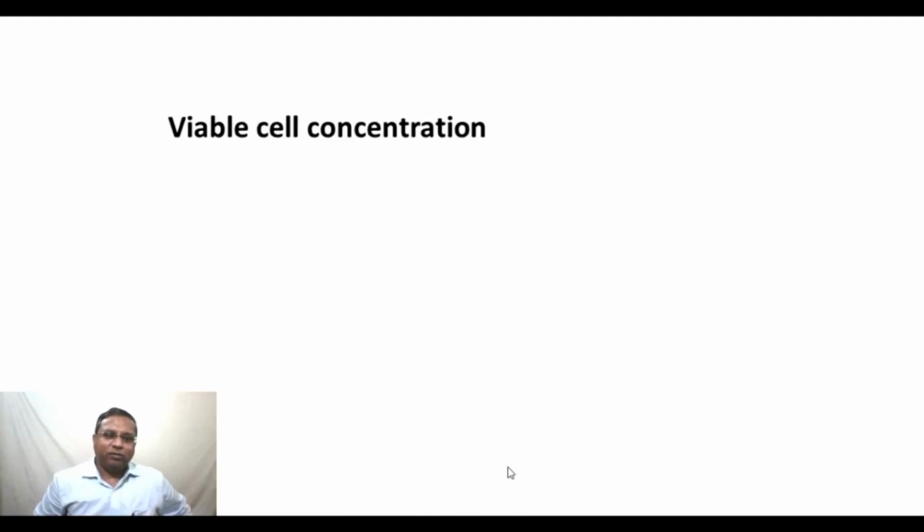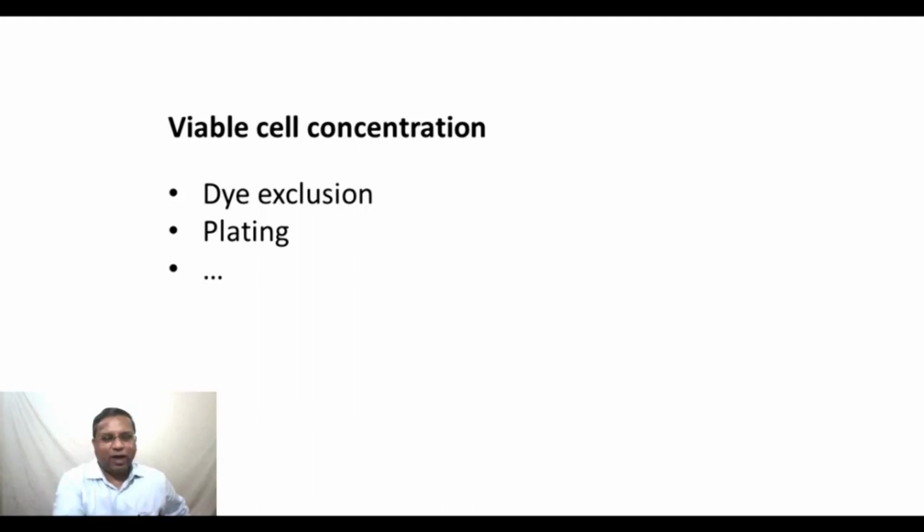Now let us look at the methods for measuring the concentration of cells that are live, that are viable. Because the viable cells are the ones that are going to actually contribute to the functioning of the bioreactor. The methods are dye exclusion, plating, and others. We'll just look at these two methods. There are videos here. Before I get into the videos, let me just tell you the principle of dye exclusion and plating.